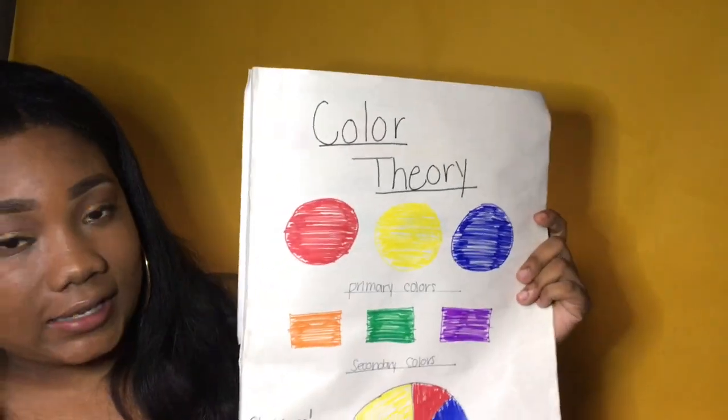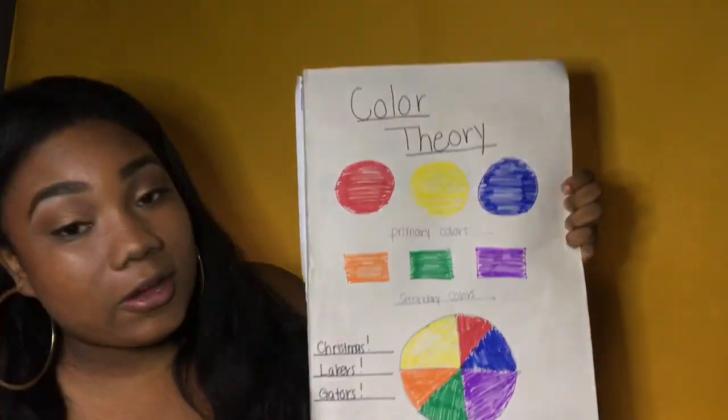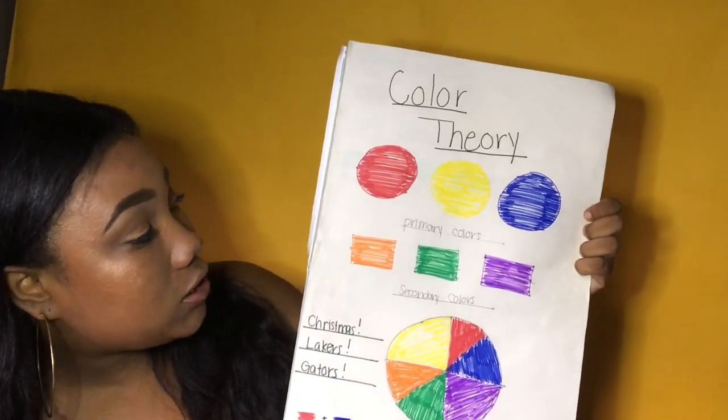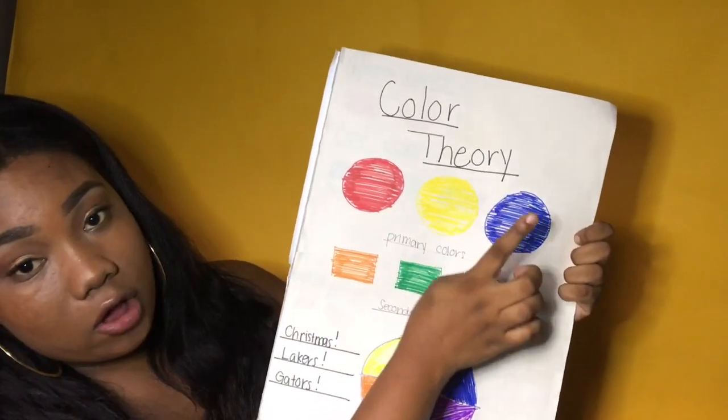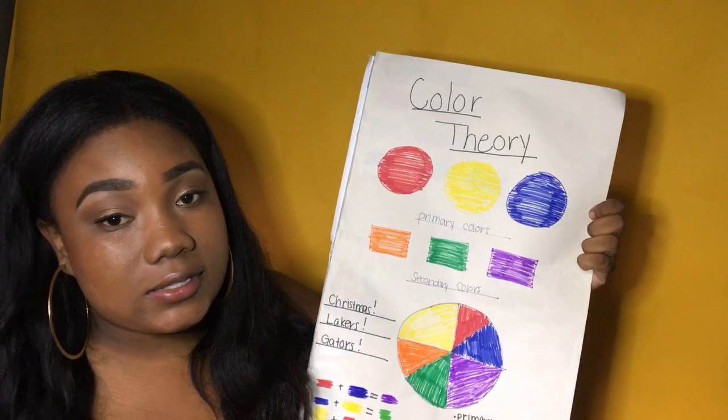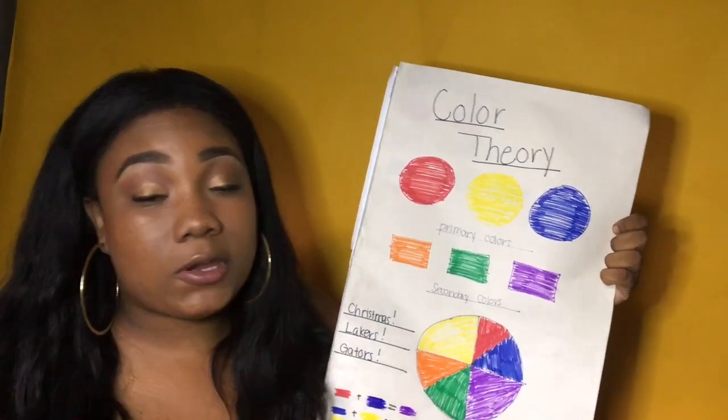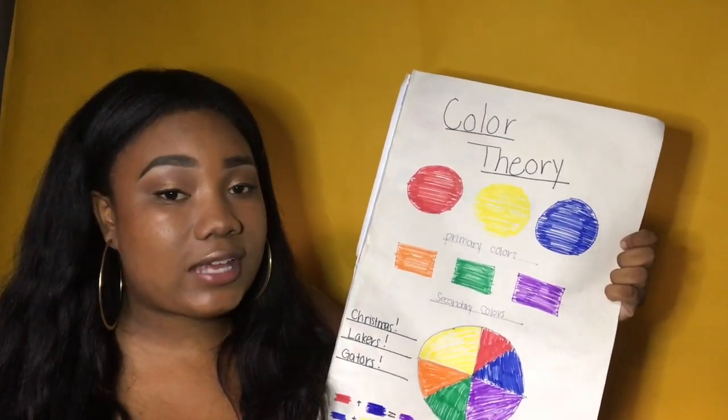So first things first is primary colors. The primary colors are red, yellow, and blue. And primary colors, they cannot be created. They're just the primary colors of everything. That's just how it goes.